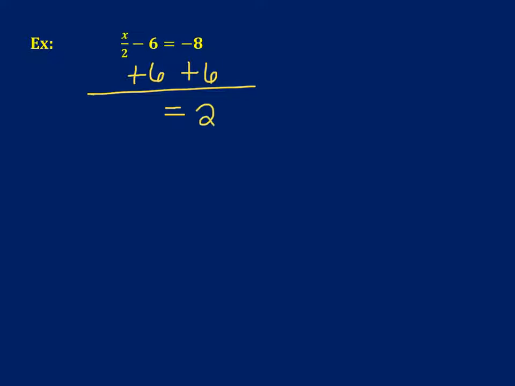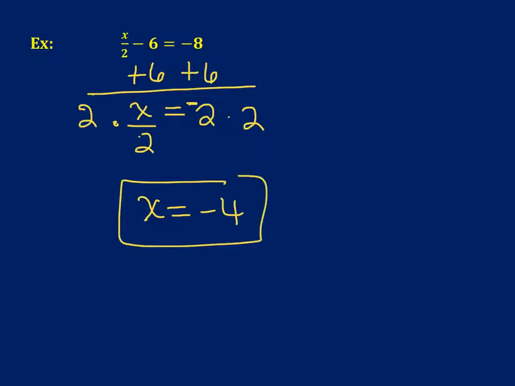Negative 8 plus 6 would be negative 2. And the x over 2 comes straight down. Still have to get rid of this 2 that's dividing x. So to get rid of it, I would multiply both sides by 2. X equals -4. You would check your answer by replacing this x with -4. -4 divided by 2 would be -2 minus 6. I could make it plus negative, which is -8. I know I have the right answer.